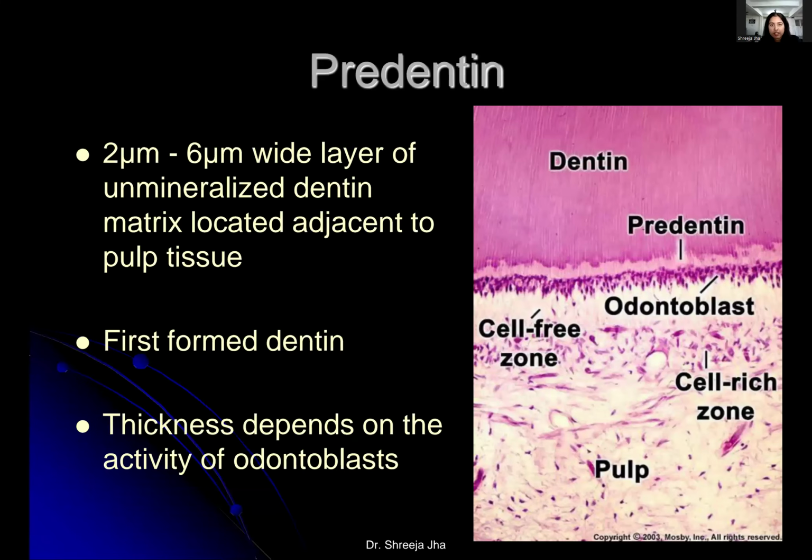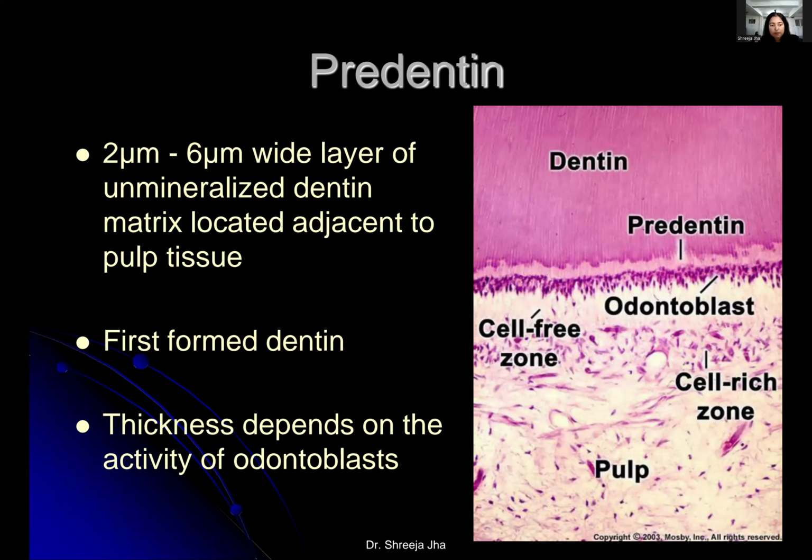Now, what is predentin? The word itself denotes predentin, before dentin. It is a 2 to 6 micrometer wide layer of unmineralized dentin matrix located adjacent to the pulp tissue. It is the first formed dentin. So this you have to remember: it is the first formed dentin.